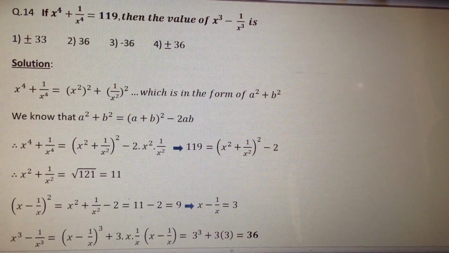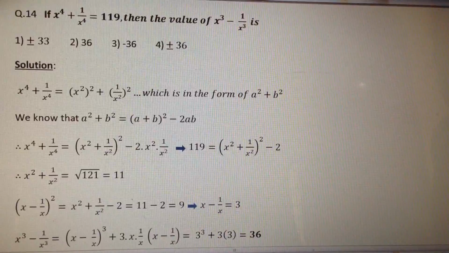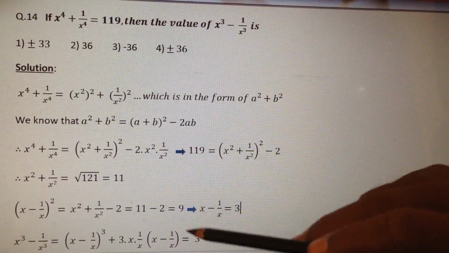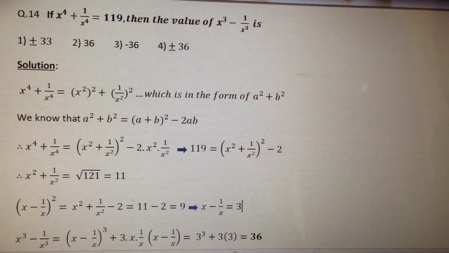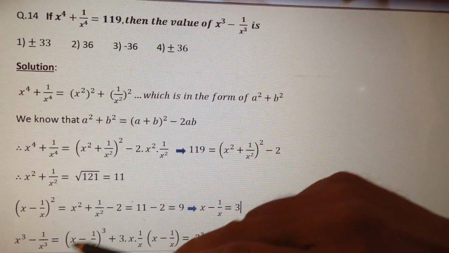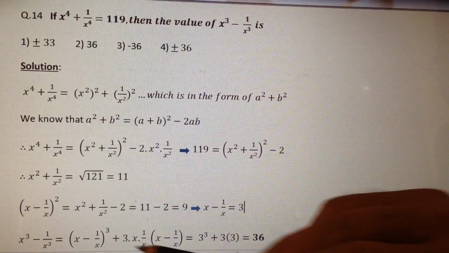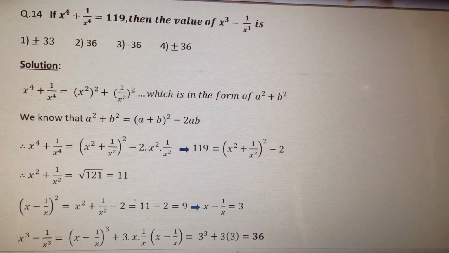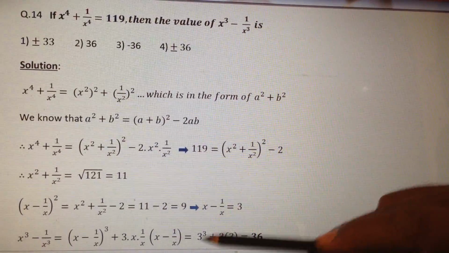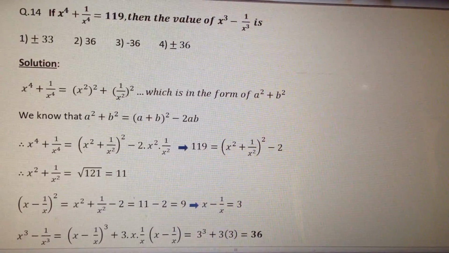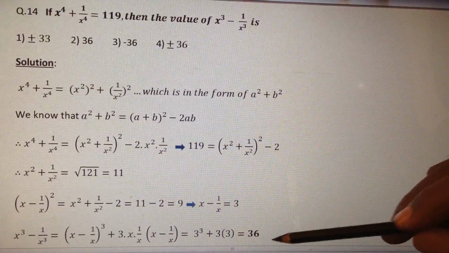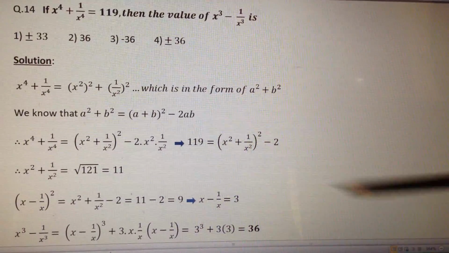We know that a cube minus b cube is equal to a minus b whole cube plus 3ab into a minus b. Let us apply the same formula here. X cube minus 1 by x cube is equal to x minus 1 by x whole cube plus 3 into x into 1 by x into x minus 1 by x, which is equal to 3 cube plus 3 into 3, which is equal to 36. So our answer is option number 2.